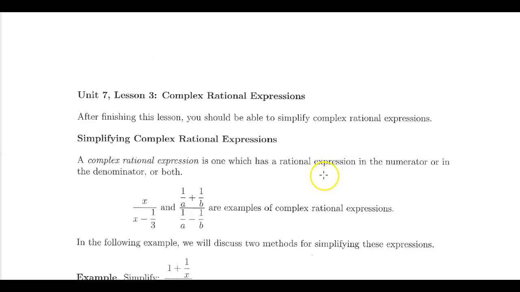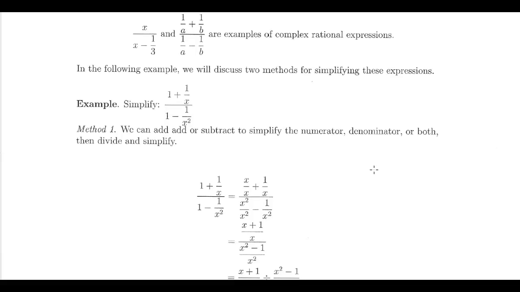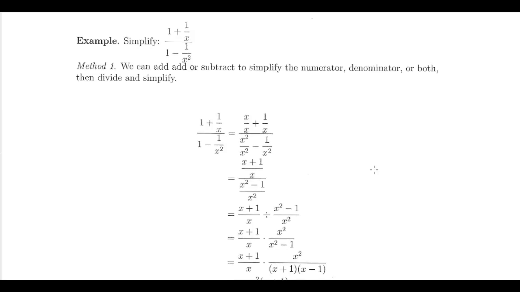So one thing to think about is, what is a complex rational expression? Well, it's one that has a rational expression in the numerator or denominator or both. Here in this first expression, we have a 1/3 in the denominator. Since we have this fraction in a denominator, it's a complex rational expression. Here in both the numerators and denominators, we have fractions, so this is a complex rational expression as well. What we want to be able to do is simplify these. So we'll take a look at some complex rational expressions and we'll learn how to simplify them.